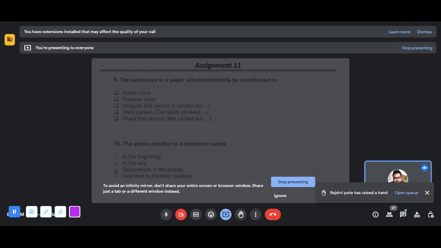Now, question number 9 is: the sentence in a paper should preferably be constructed in active voice, passive voice, singular first person, or third person. Active voice firstly, then third person, like the study showed in this way, and finally plural first form like we carried out.